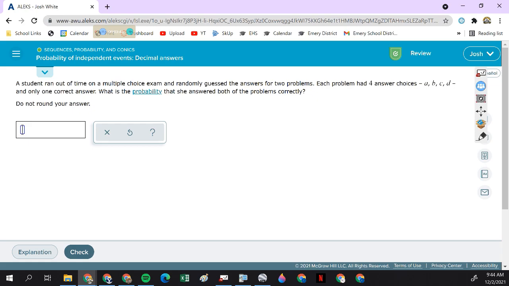A student ran out of time on a multiple choice exam and randomly guessed the answers to 2 problems. Each had 4 choices, A, B, C, D, and only 1 correct answer. What is the probability that she got both correct? So we have 2 guesses. Guess 1 and guess 2. And what is the chance of getting guess 1 correct? 1 out of 4. What is the chance of getting guess 2 correct? 1 out of 4. And so what is the chance of getting 1 correct and 2 correct?